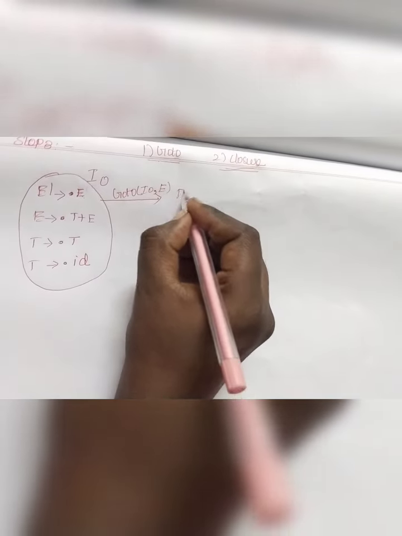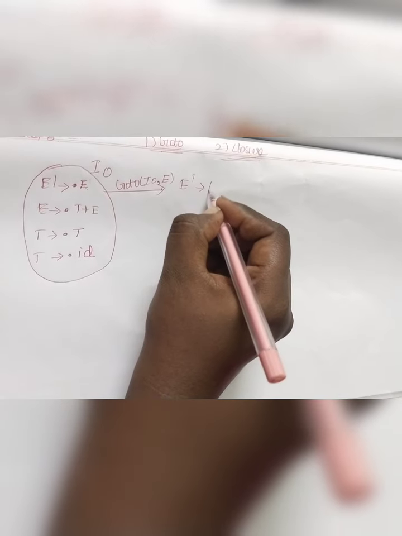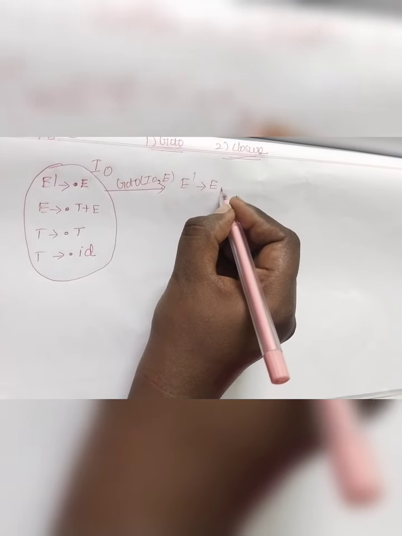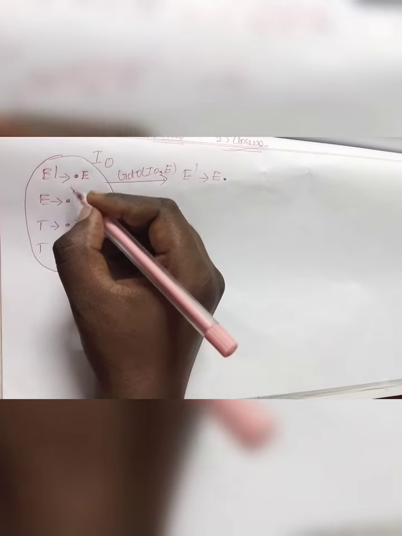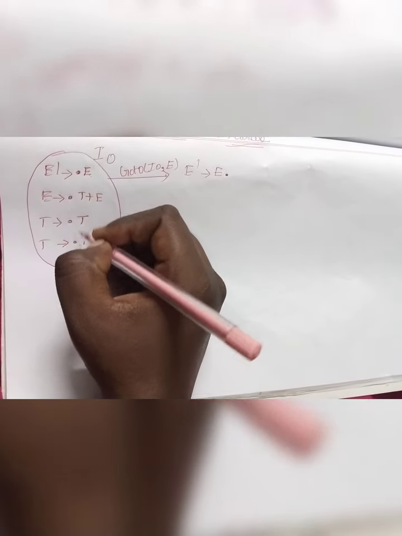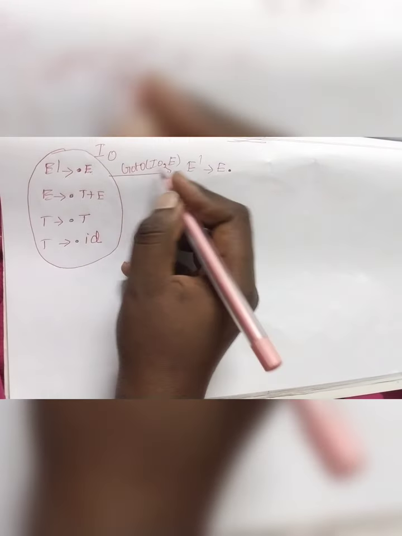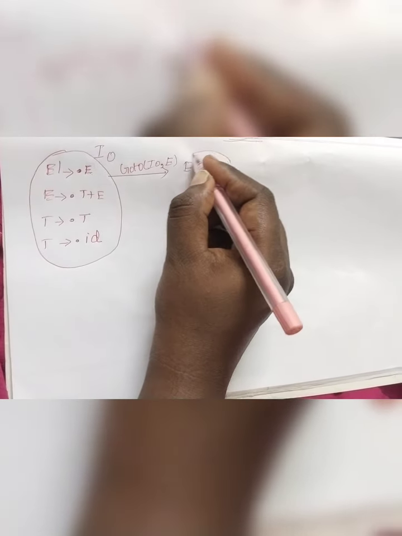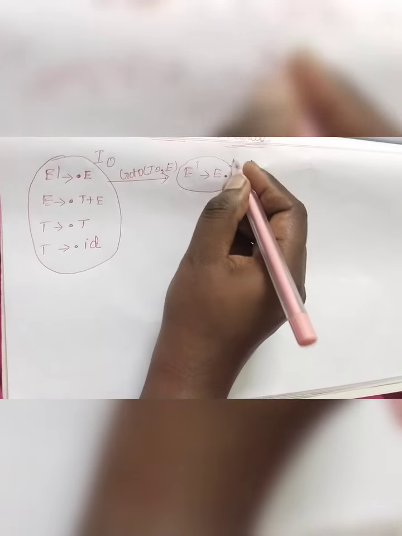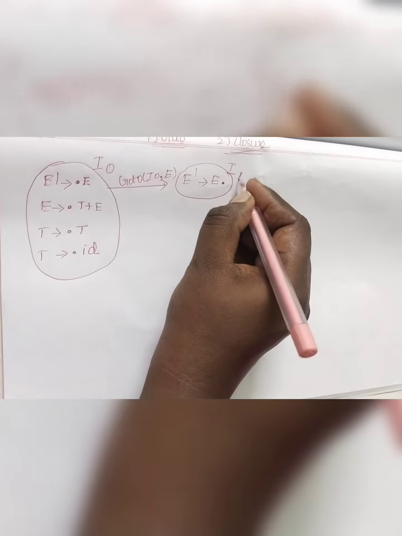Only one position. So you have to write like E dash tends to, the dot moves from here to here. So the dot ends here. Then any other dot nearby E in item number 0? No. So only goto of I naught comma E. This one function only comes. So I have to call this item number 1.